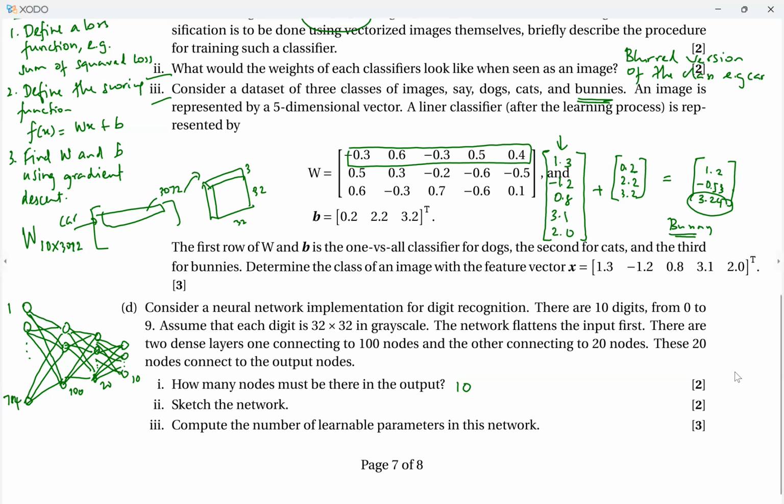Compute the number of learnable parameters in the network. So in this layer, 784 times 100 connections plus 100 is the bias. For this one, 100 times 20 plus 20 is the bias. In this one, 20 times 10 plus 10 is the bias. So how much would you get there? 32 by 32 is 1024, right?